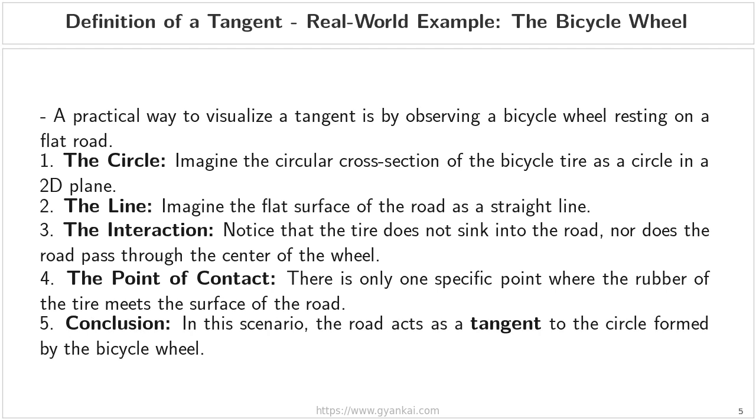So, to conclude our observation, in this real-world scenario, the flat surface of the road acts exactly as a tangent to the circle formed by the bicycle wheel. This brings us to our final summary and some important tips to keep in mind as we move forward.